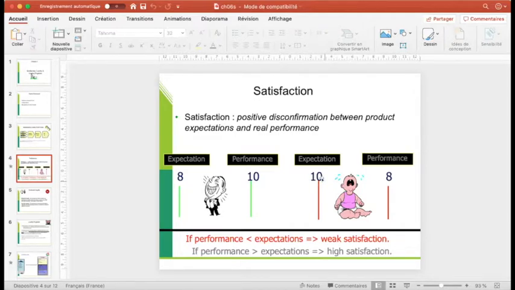On the other side, if you expect more than you perceive, for example, you expect a 10, but you perceive only an 8, then you will have weak satisfaction. It will be a negative disconfirmation between product expectations and real performance. In this case, you will have dissatisfaction. So, for example, if you have booked a superior room, but finally the hotel gives you a standard room, or if you have booked a room with a view on the city and you get a room with a view on the backyard, then you expect more than you finally get, and you will have a negative disconfirmation between what you expect and what you really perceive. It means that you will be highly dissatisfied.